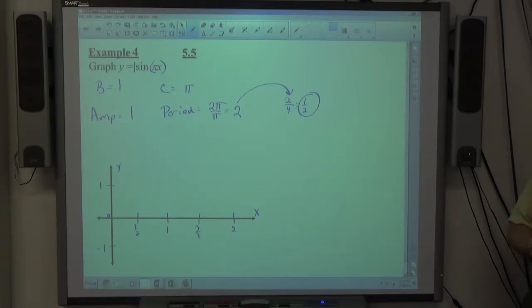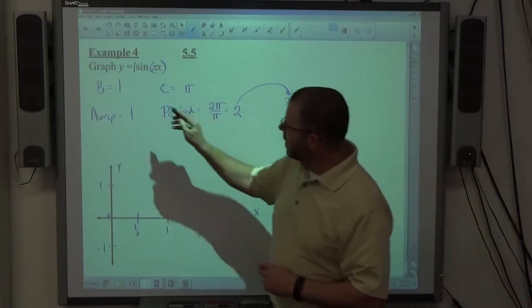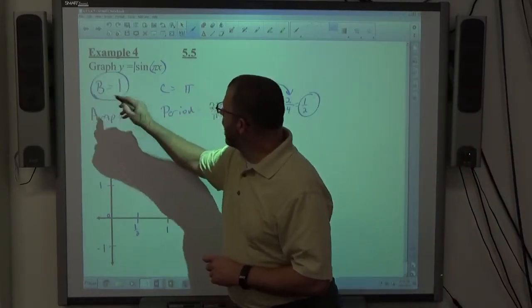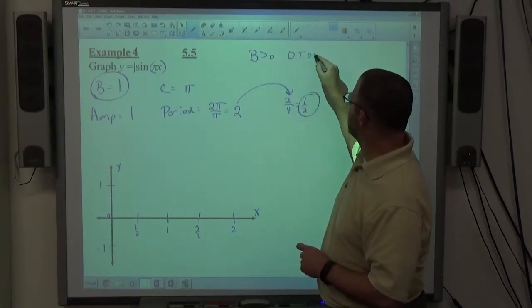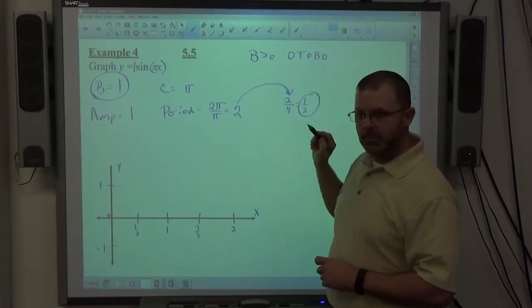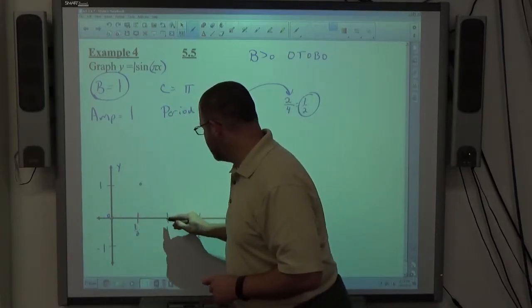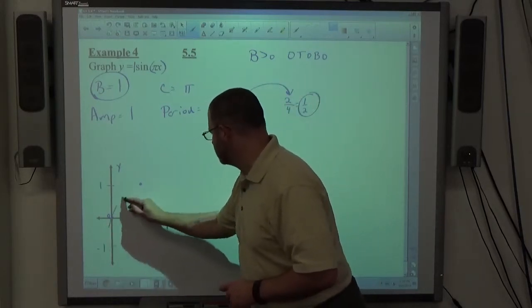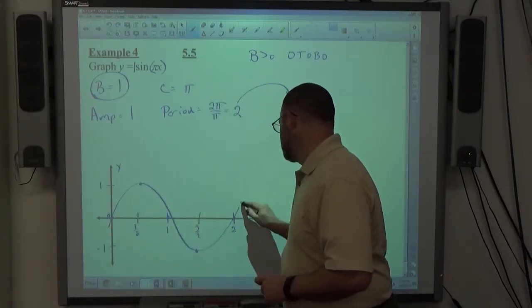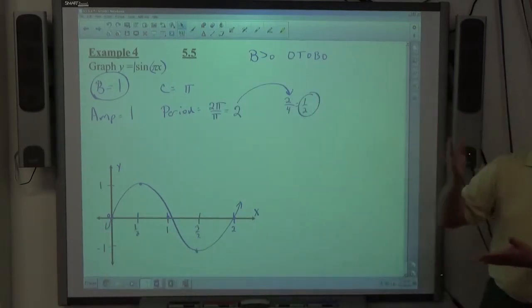I'm ready to plot my points, and again, I have to determine, is it an otobo or an oboto? We can see b's original value is positive. For b positive, we go 0, top, 0, bottom, 0. So start at 0, always start at 0, top, 0, bottom, 0. Connect the dots with a smooth curve. Again, it looks pretty much the same as the other graph did. It's upside down from the other graph.